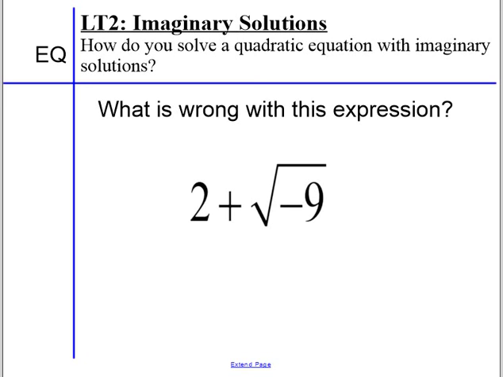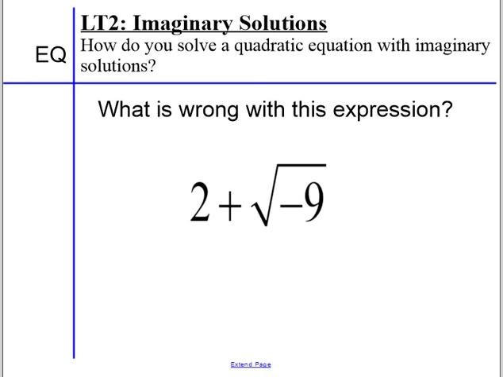This video is going to cover Learning Target 2, Imaginary Solutions. It's our second learning target for our Unit 2 on quadratics. Our essential question today is, how do you solve a quadratic equation with imaginary solutions? To get into this idea of what an imaginary solution is, we need to consider the question below.